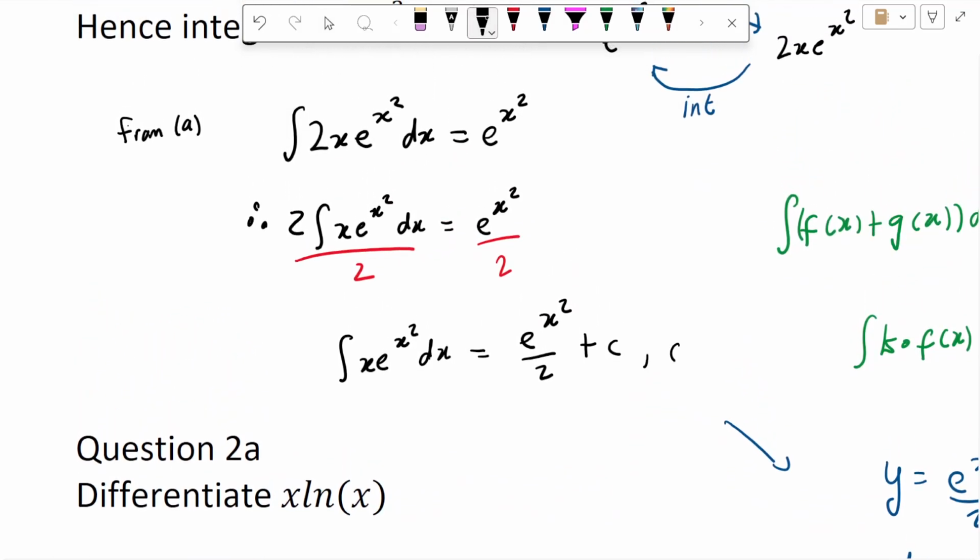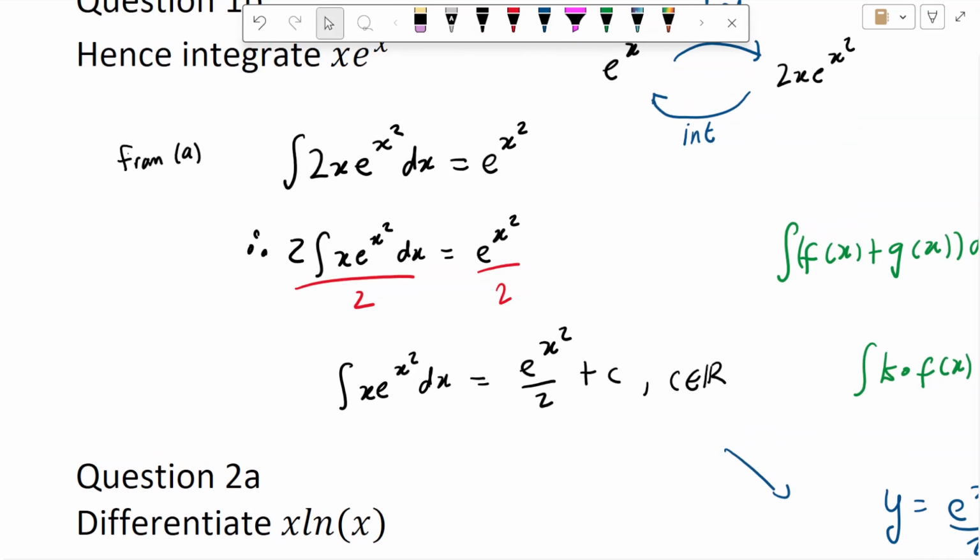Now, c's got to be a real number. And technically back here, we should have also had a different constant. So I usually call this one up here C1.